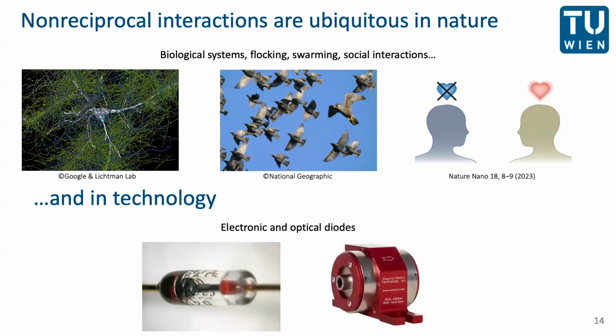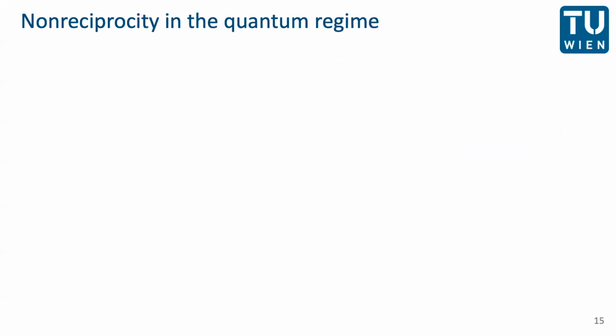And then the question is, can you also find it in the quantum domain? You can find it in technology. If you work in the lab, you have probably used a Faraday rotator, which is a highly non-reciprocal device. Electronic diodes are also non-reciprocal devices. And then the question is, can it exist in the quantum domain?